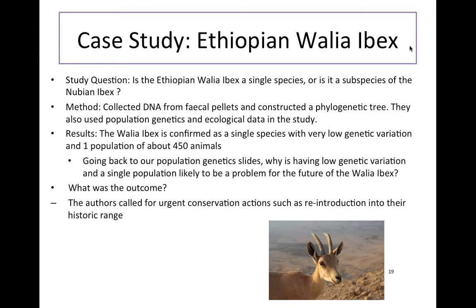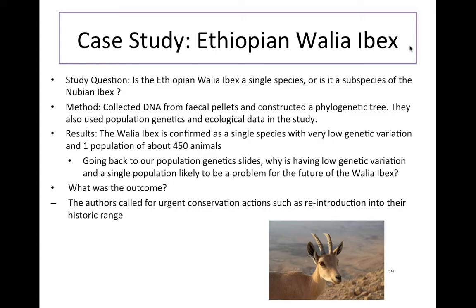Going back to our population genetics slides, why is having a low genetic variation and a single population likely to be a problem for the future of the Walia ibex? I'll leave that up to you to think about. And what was the outcome? So the authors called for urgent conservation actions such as the reintroduction into their historic range.